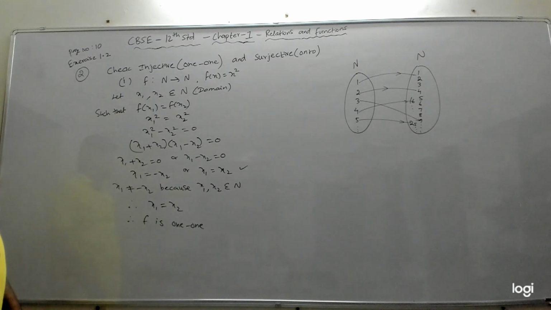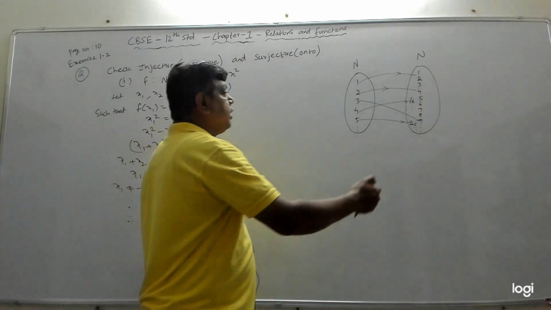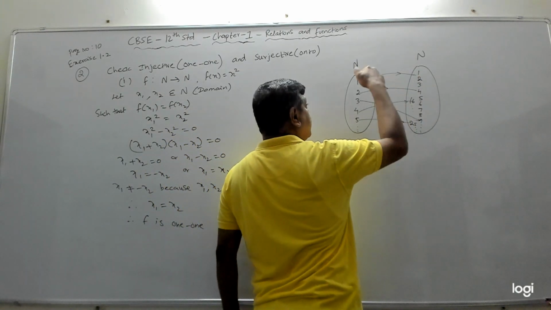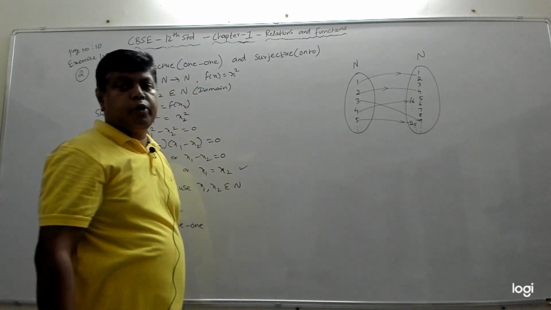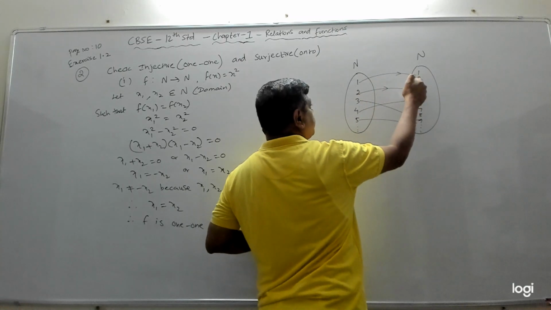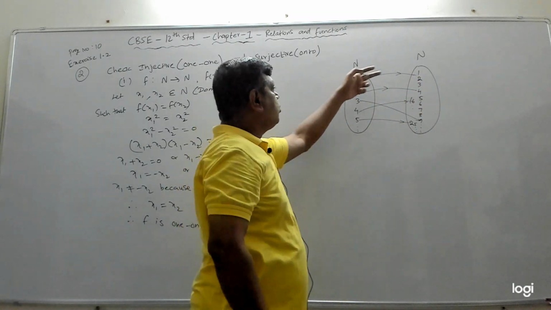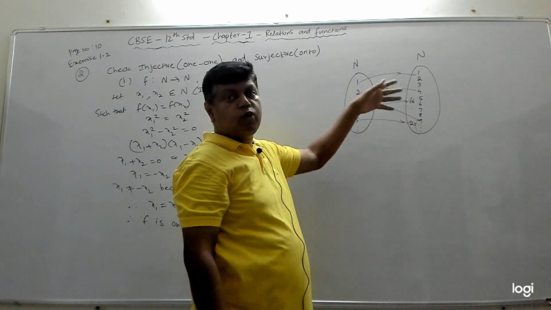f is one-to-one. Now we have to check whether f is onto, which means for every element in the codomain, I should be able to find an element in the domain such that f of this element is equal to the element that I took from the codomain. Suppose let's observe 2. No element is going to 2, right? No element here, because 1 goes to 1, 2 goes to 4, 3 goes to 9, 4 goes to 16, 5 goes to 25, 6 will go to 36.